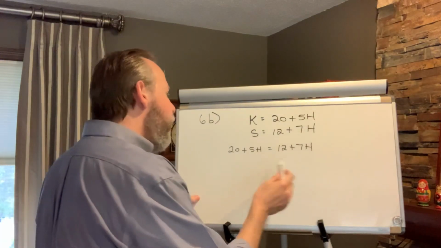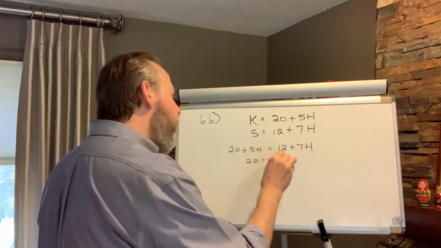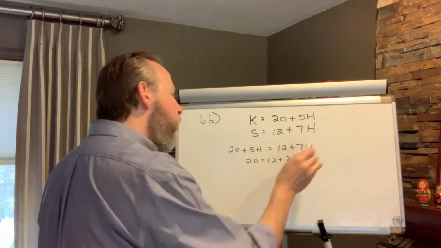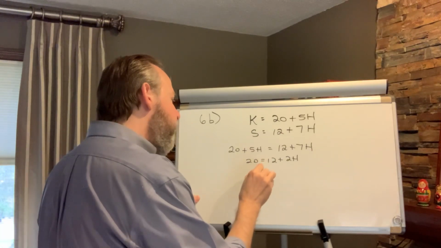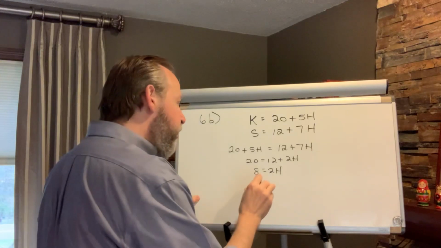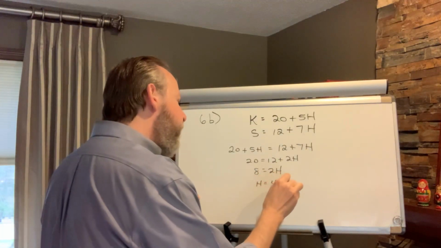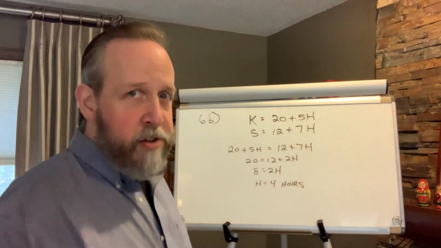I'm going to, let's say, subtract 5h from both sides. If I subtract 5h, I get 2h over there. I'm going to subtract 12 from both sides. 20 minus 12 is 8, equals 2h. I'm going to divide by 2. And I find out that in 4 hours' time, their fees are the same.